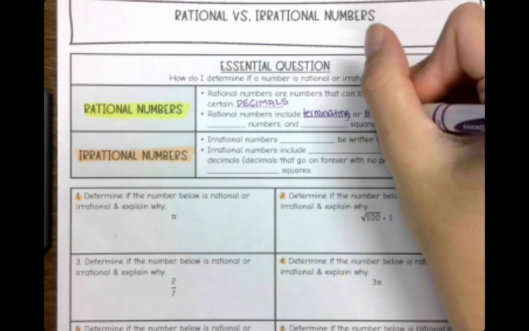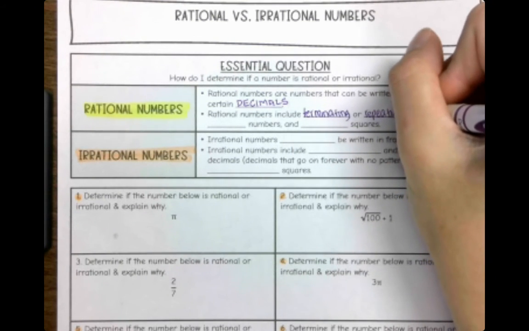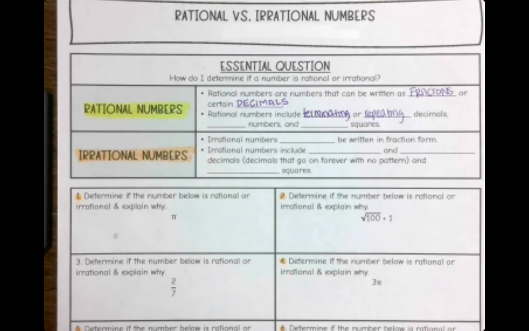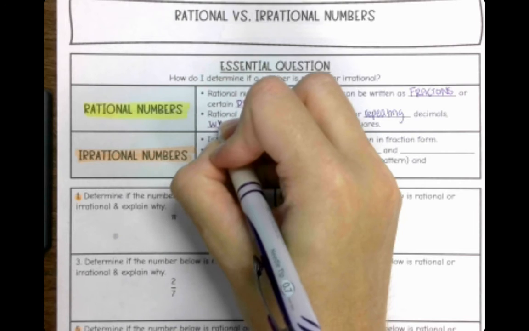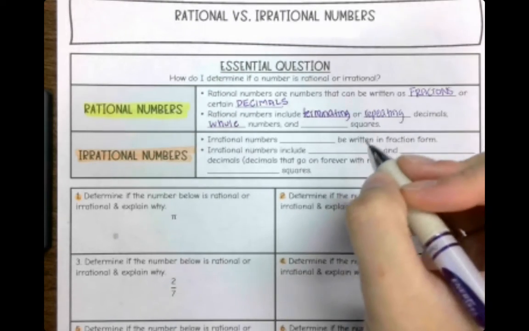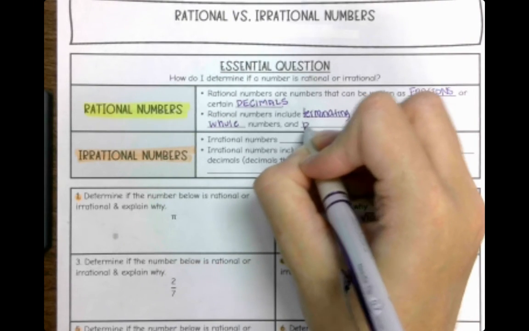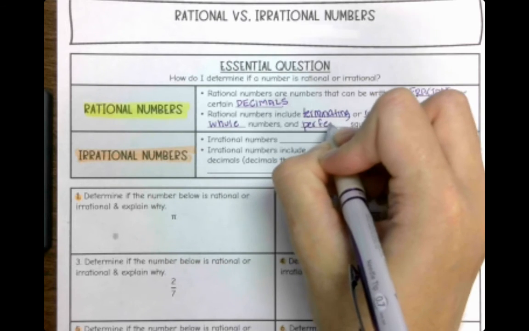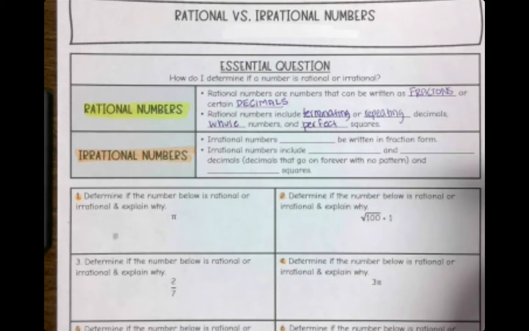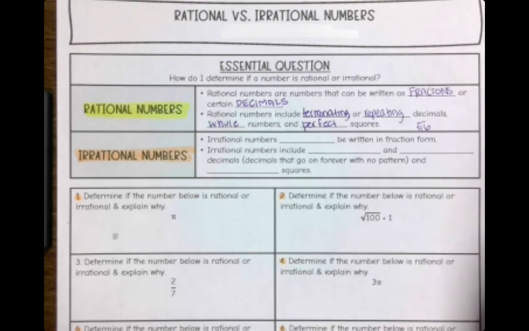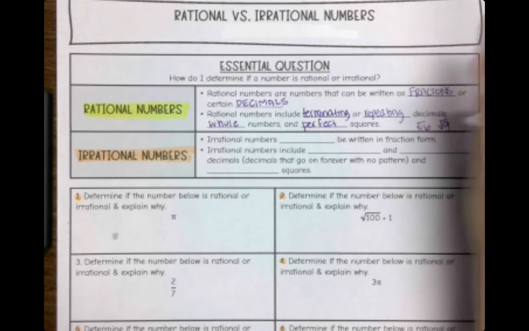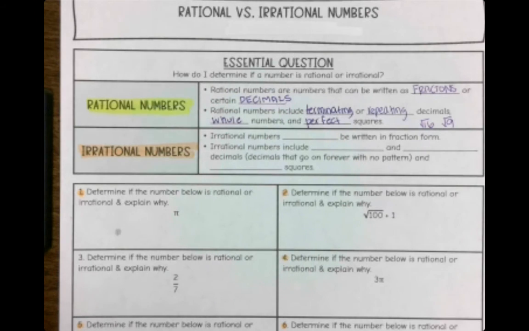or repeating decimals, whole numbers, and perfect squares. So perfect squares, if you remember, would be something like, we just talked about, the square root of 16, the square root of 9, okay? Those types of things. That's what that one's talking about.